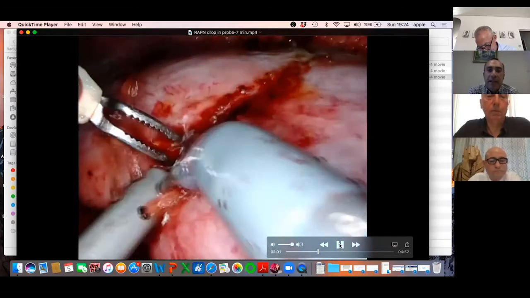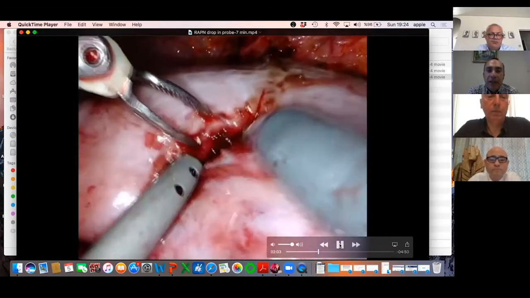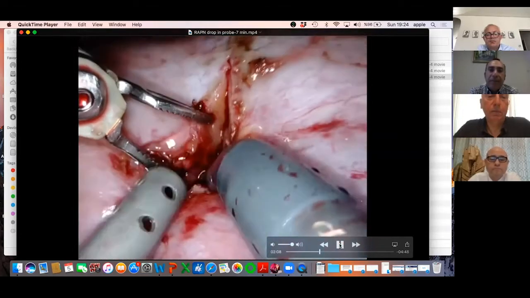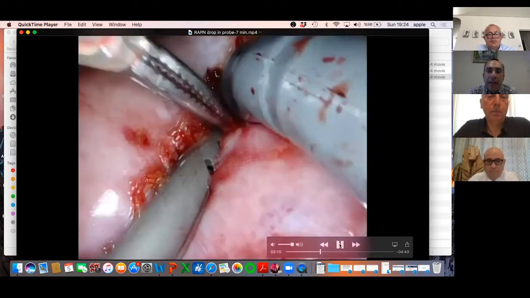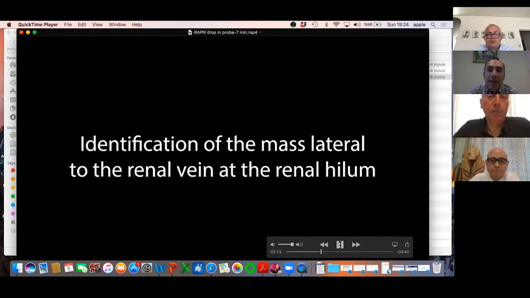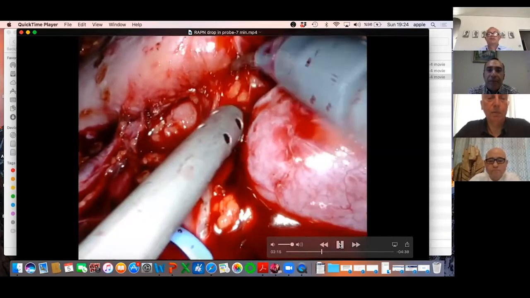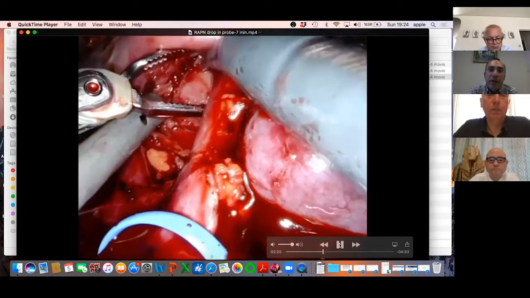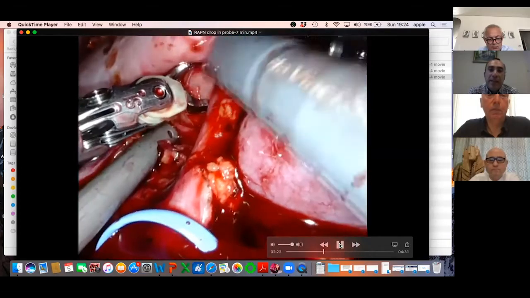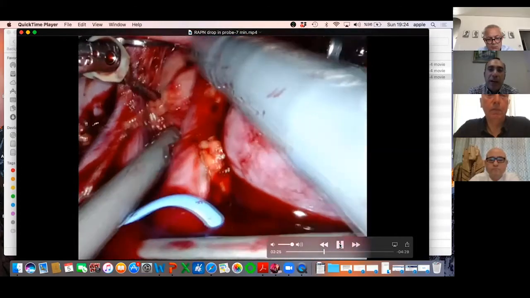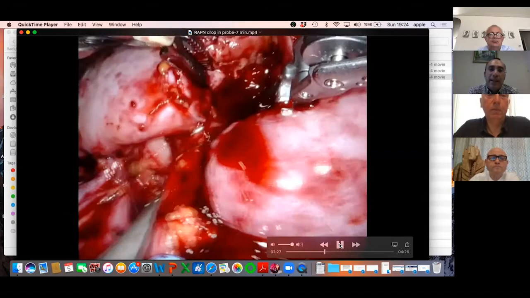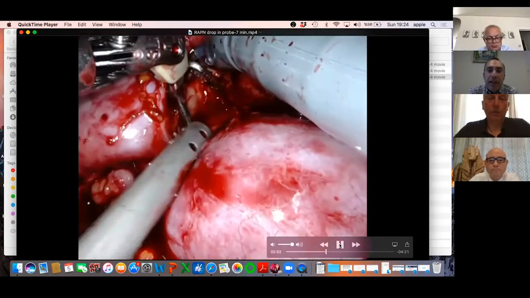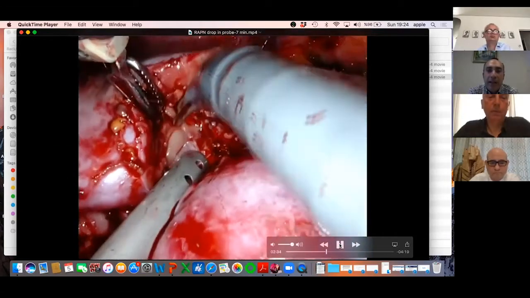And after that, starting from the borders that I marked at the beginning of the case, I start cutting. At this time, the pressure is about 15 millimeters of mercury. And I know that the mass is very close to the renal vein. We can see it in the middle. So here I'm trying to dissect it by the enucleation method from the renal parenchyme and also from the main vessels. We can see the mass on the left.